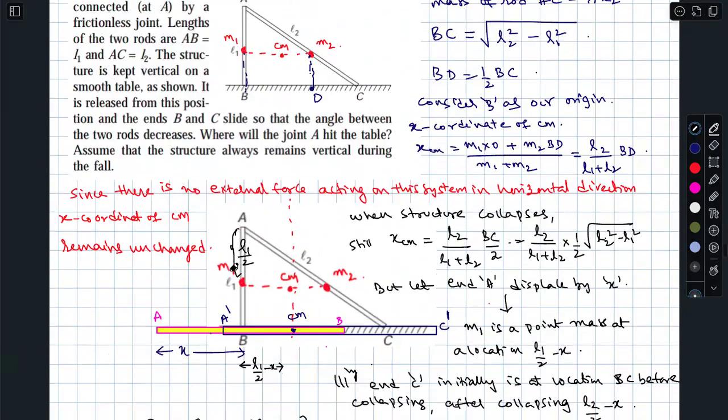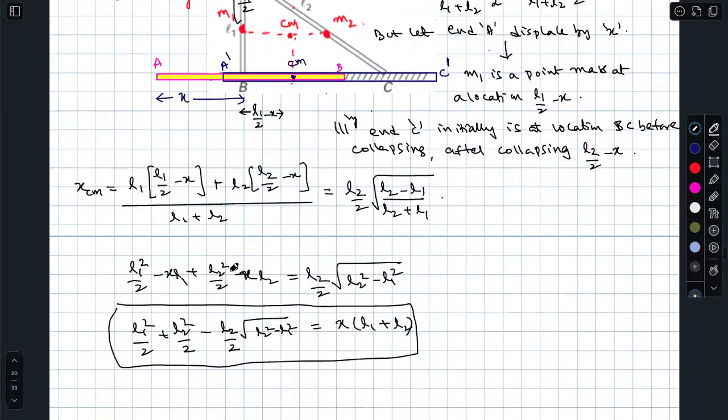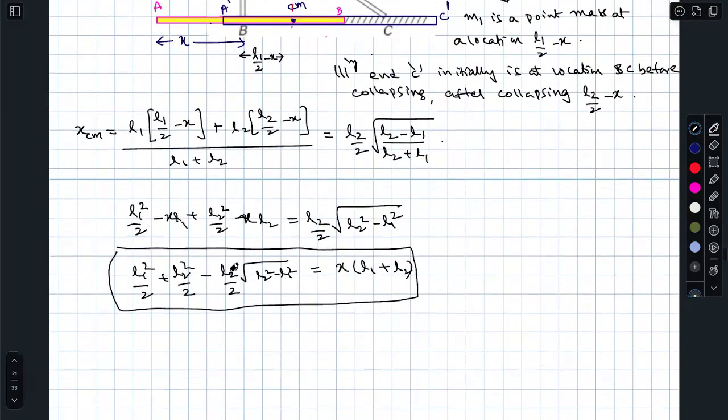Any doubt? What are they asking in the question? Where will the joint A be? Yes, what is x? X is nothing but the location of joint A. So here x is nothing but the location of joint A.